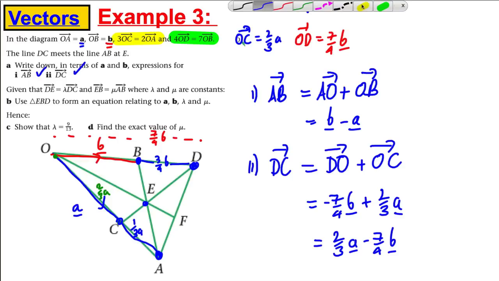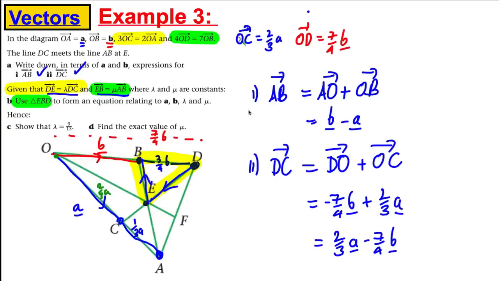Right, next, let's keep going. Let's read this fact here. Given that DE equals lambda DC, so DE and DC are parallel, and also given the fact that EB equals mu AB. So E to B is mu lots of that. So EB and AB are parallel. Use the triangle EBD, this triangle here, to form an equation relating A, B, lambda and mu. Hence show that lambda is 9/13, find mu.